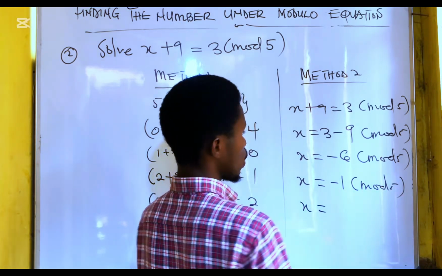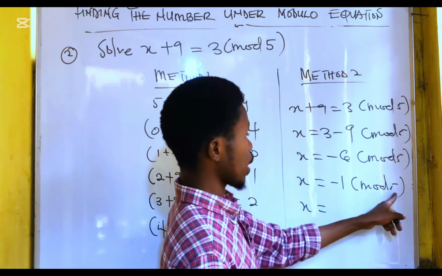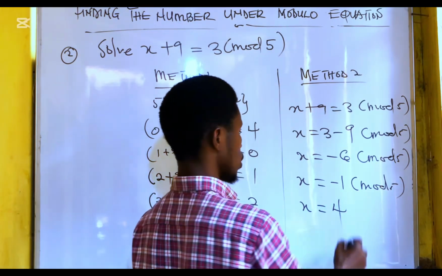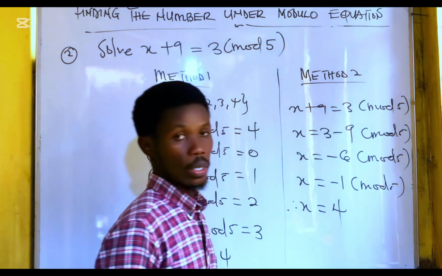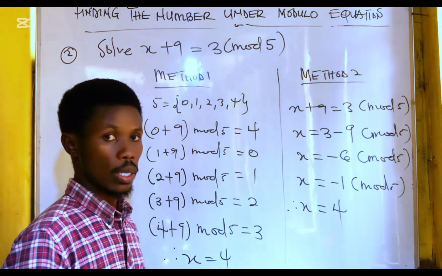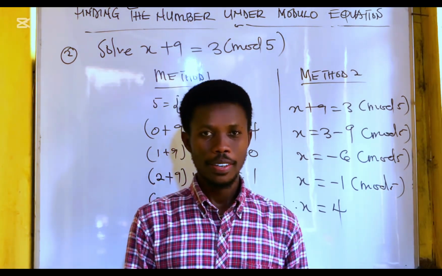So, if I add this one, I'm still getting negative. I have to get positive. So I'll add another 5 to it. That will give us what? 4. Negative 1 plus 5 is 4. So that is the answer. So whichever one you use, you still get the same answer. Is that okay? Yes.